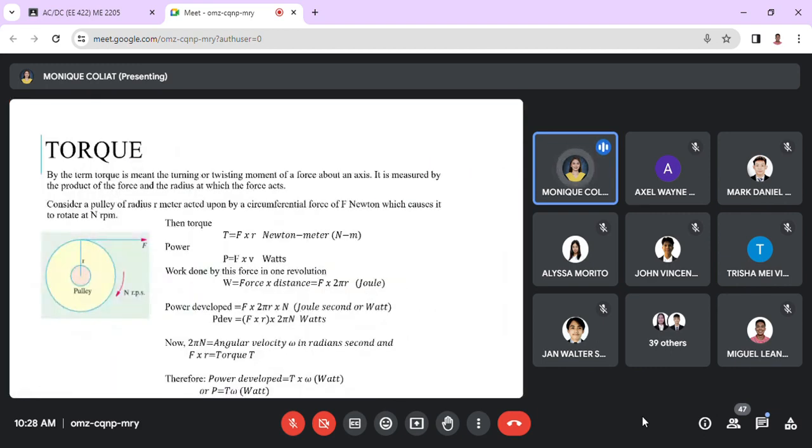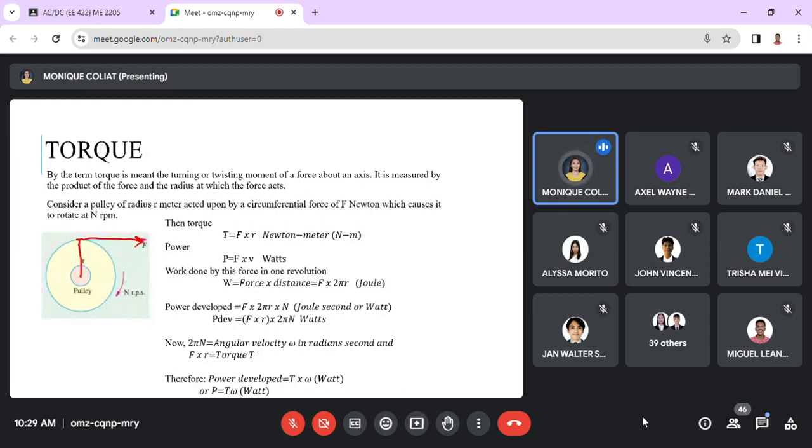So, we have here a pulley. To get the torque here in the pulley, you have to get the force exerted there and the radius. Radius is from the center of the pulley up to the edge. That is your R, which is in terms of meter. Then we have here the force. The exerted force there is what makes it rotate. The pulley rotates because of the force. So, that force is in terms of Newton.